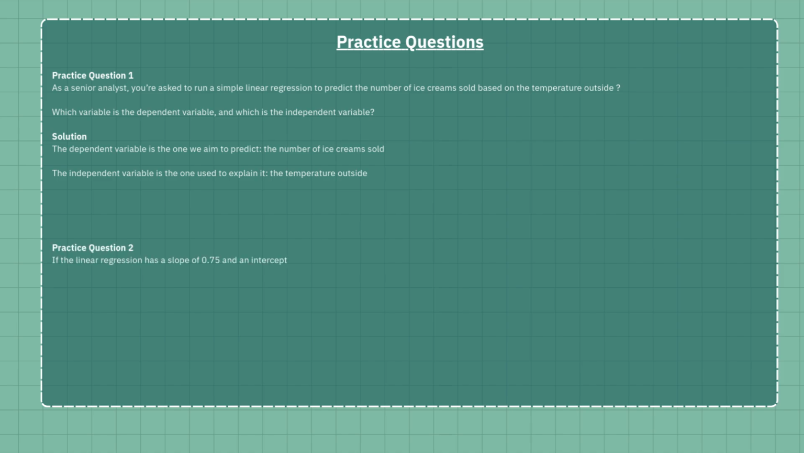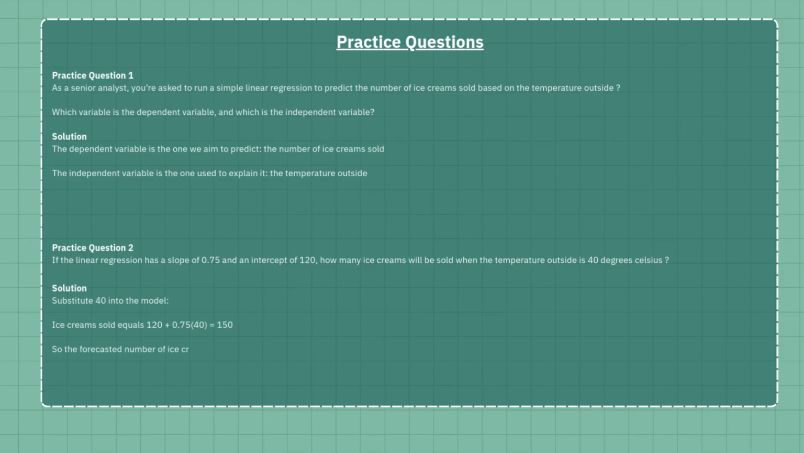Question 2. If the linear regression has a slope of 0.75 and an intercept of 120, how many ice creams will be sold when the temperature outside is 40 degrees Celsius? Solution. Substitute 40 into the model. Ice creams sold equals 120 plus 0.75 times 40, which equals 150. So the forecasted number of ice creams sold is 150.